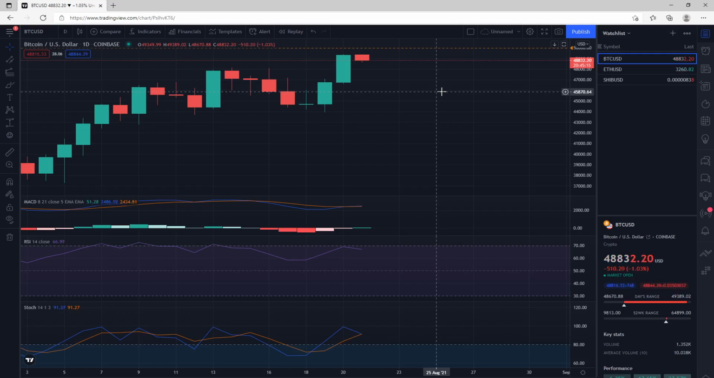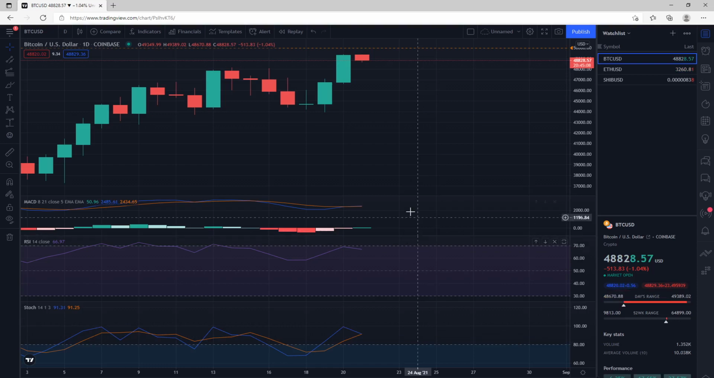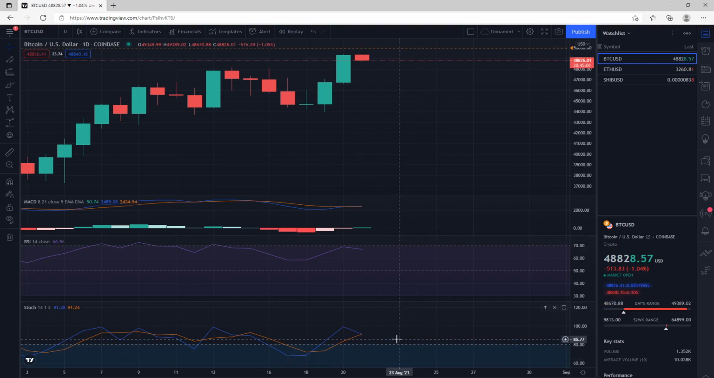So first things first, how do I start? I have a workflow. Like I said, I prefer to have a workflow. My workflow starts at the bottom and I work my way up. That's why I like the stochastic at the bottom, RSI in the middle, MACD on the top.